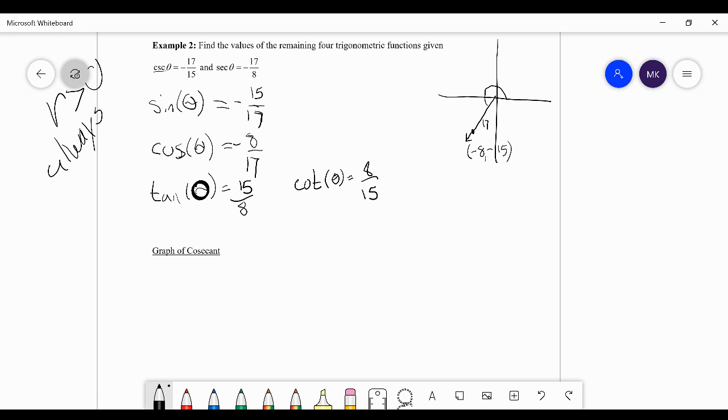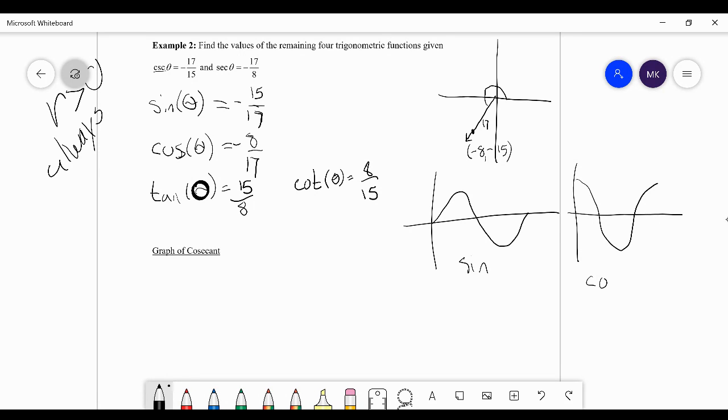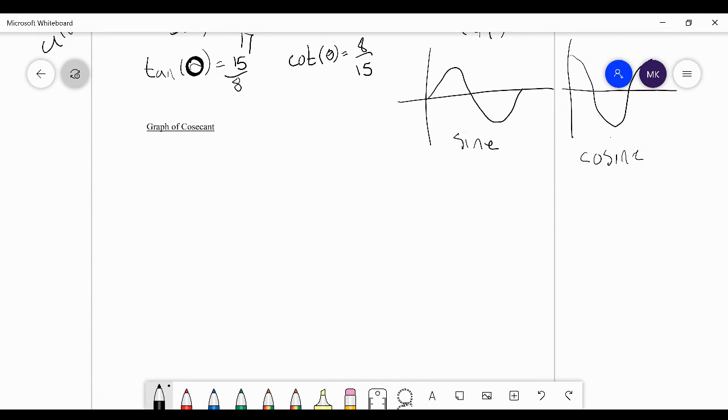Now, quick refresher. That is the graph of sine. This is the graph of cosine. And then this is the graph of tangent. So those were the graphs we talked about last section. So we're going to now look at the graphs of cosecant, secant, and cotangent.